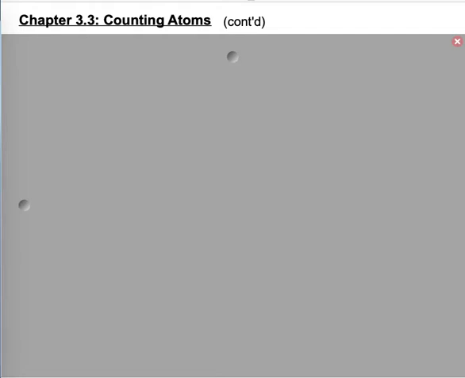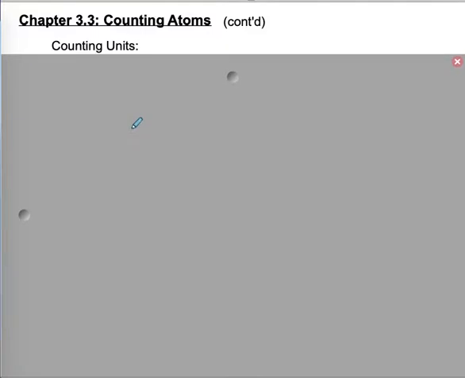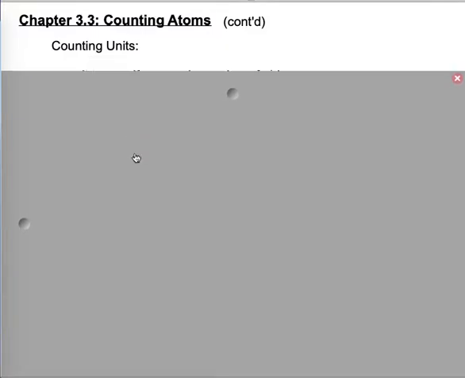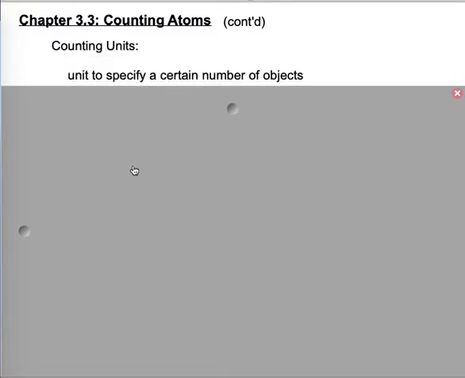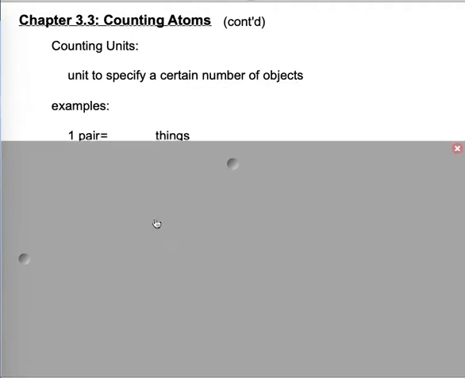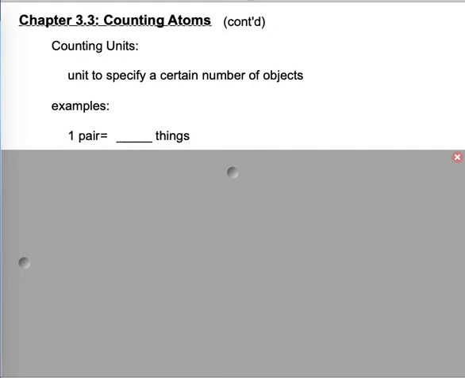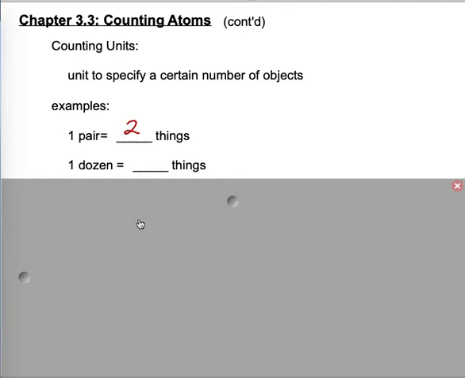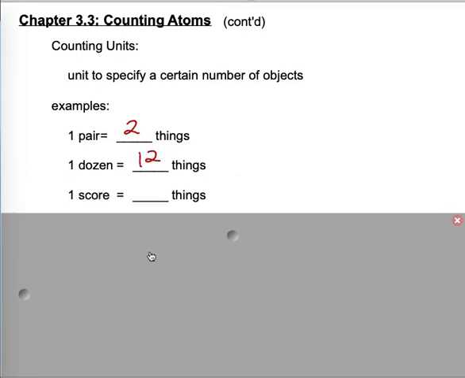In this video, I'd like to finish chapter 3.3 on counting atoms, and I'll begin by introducing the concept of a counting unit. A counting unit is a unit that we use to specify a certain number of objects or things. For example, one pair is equal to 2 things. A dozen is equal to 12 things. A score is equal to 20 things. So we use these to simplify counting large numbers of things.